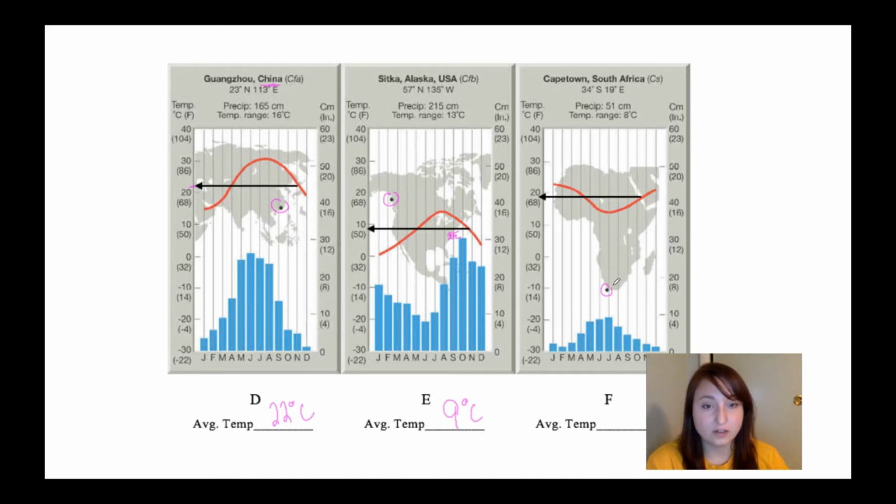And so we're at South Africa, and so we're probably close to the Antarctic Circle down here. And this average temperature, not quite at 20, we're probably at about 19 degrees Celsius.